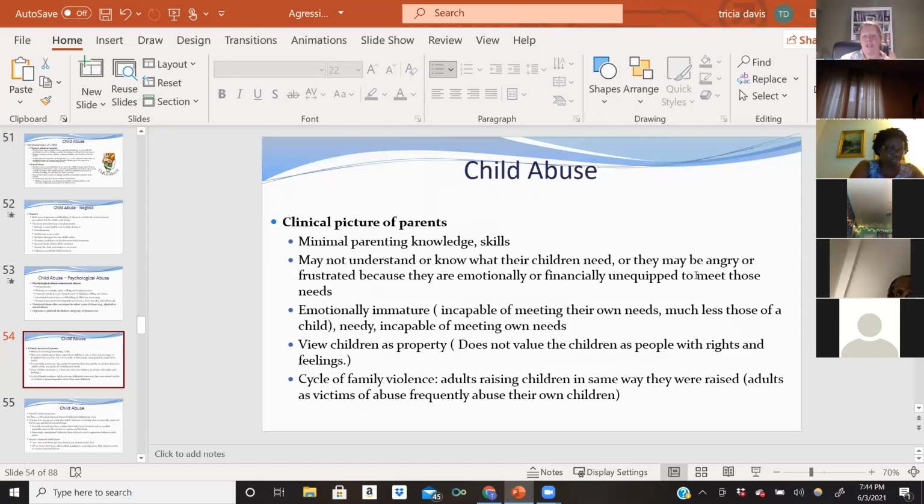Some people view their children as property. They don't value their children as people with rights and feelings. And then we do see this cycle of family violence. So adults raising children in the same way that they were raised. Adults as victims of abuse frequently abuse their own children. And not just abuse, but if you were raised a certain way, if you got paddled, we see that adults, when they have children, they do the same thing because that's what they view as normal.